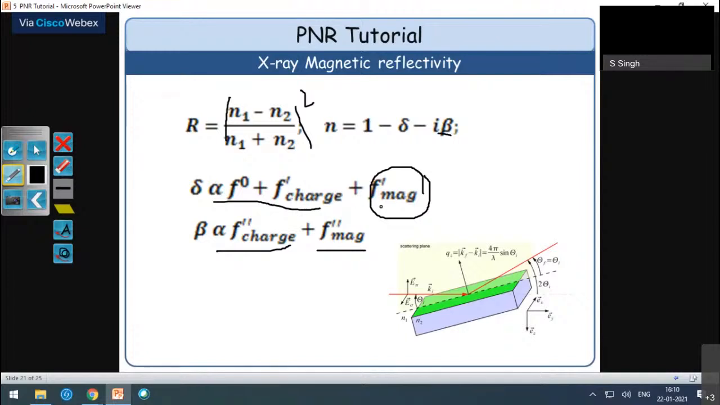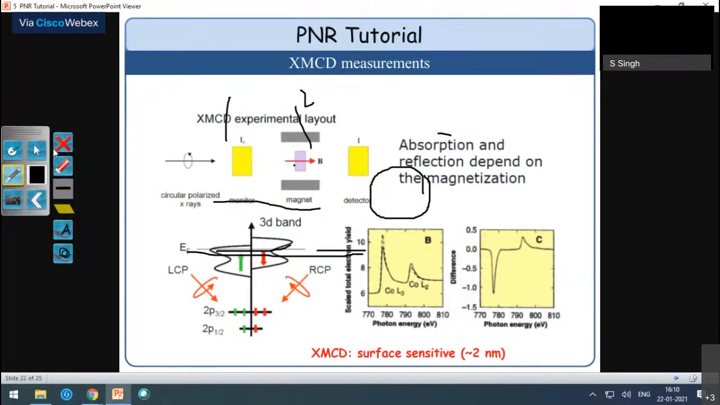You have to calculate these values. What is this charge value for delta and what is the magnetic contribution? And once you know these two values, you can calculate the absorption part by just this Fourier relation, which is called the KKR relation. I won't go into detail, but I just want to say how to calculate these values.